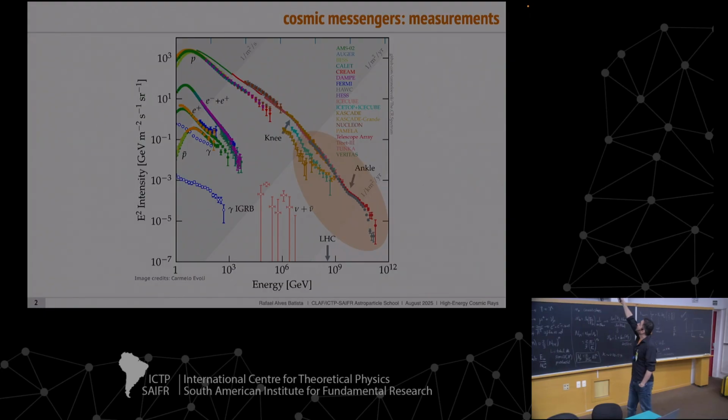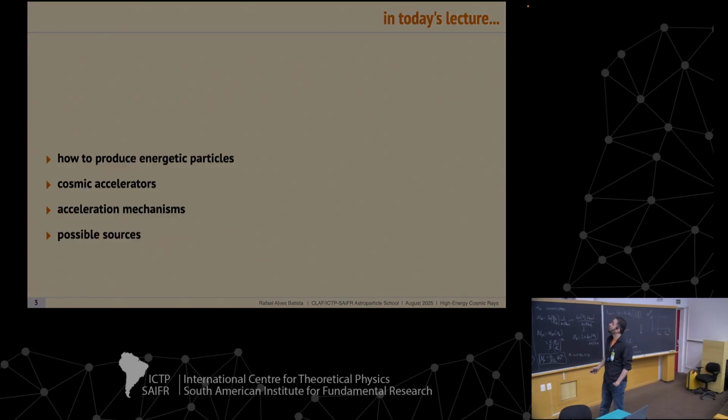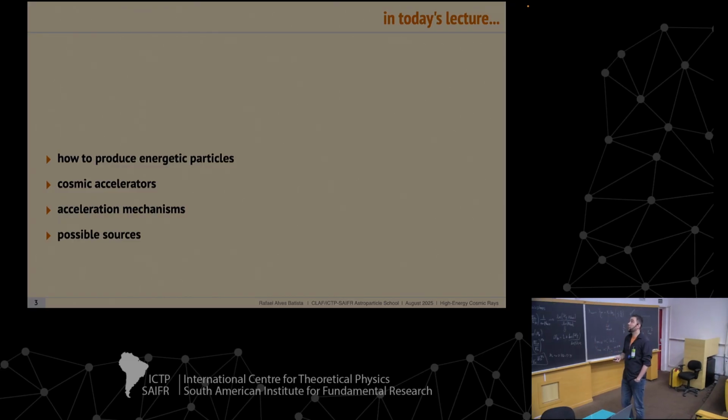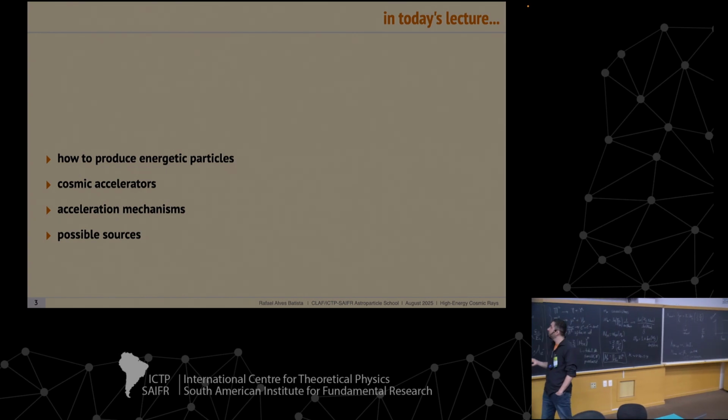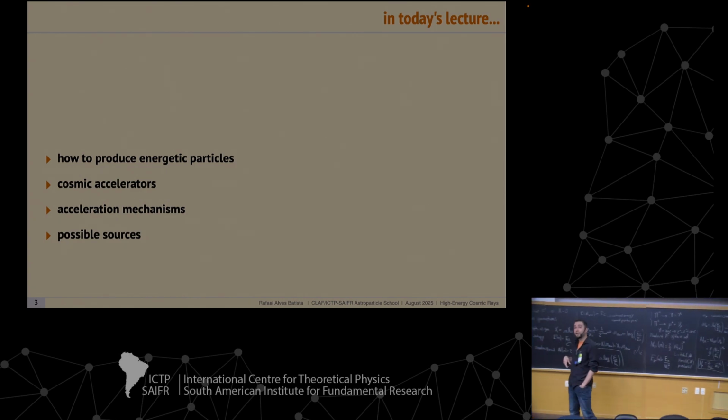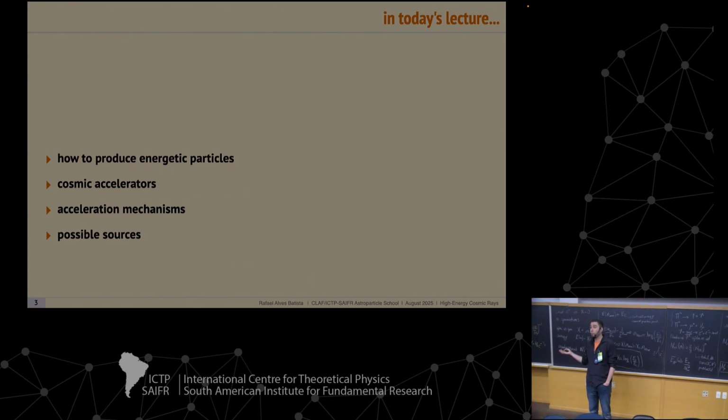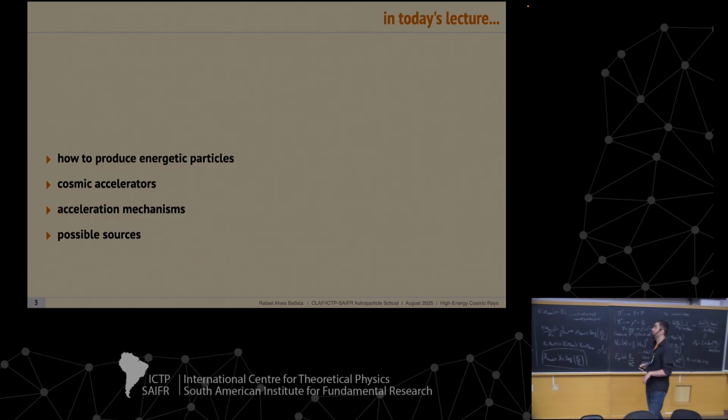So, cosmic messengers, we've seen this plot before. And what we are going to see in this lecture is how to produce energetic particles. We're going to talk a bit about cosmic accelerators, acceleration mechanisms, and possible sources of cosmic rays, generally speaking. Low energy, high energy, everything, okay? Well, always high energy, but low energy compared to ultra high energies. So everything above 1 PV, more or less, I'm trying to cover.